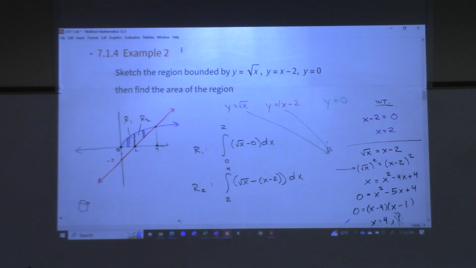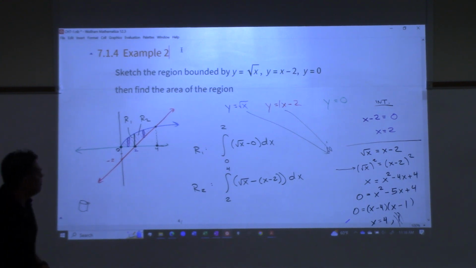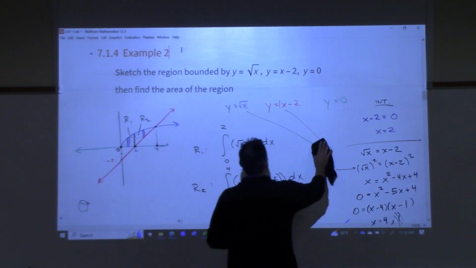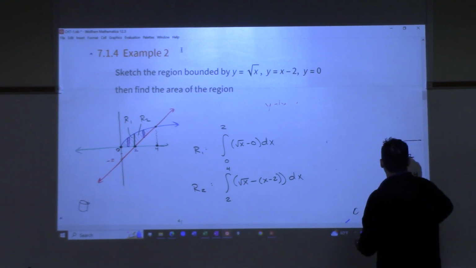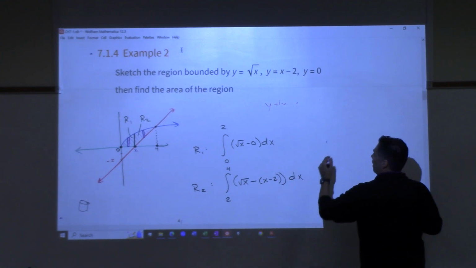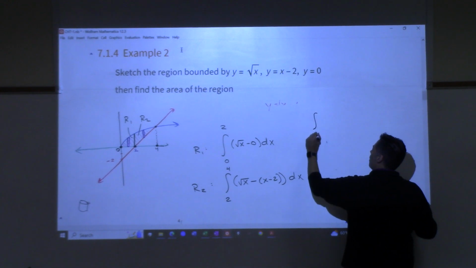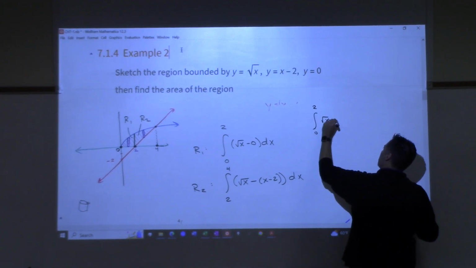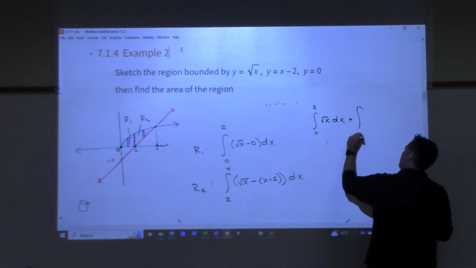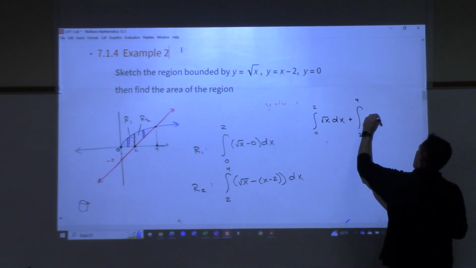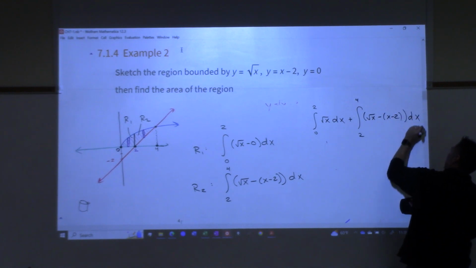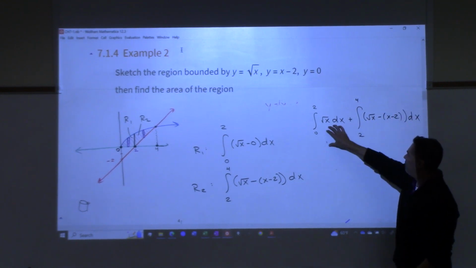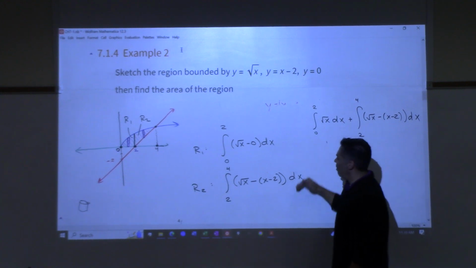And then our final answer is those two answers added up, right? Those two together. You could, if you want, and actually this is probably preferable, just write it all as one integral. The area of the whole thing is the integral from 0 to 2 of the square root of x dx plus the integral from 2 to 4 of the square root of x minus 2, that quantity dx. That's all of it together, right? It's that one plus that one. Add those two up.